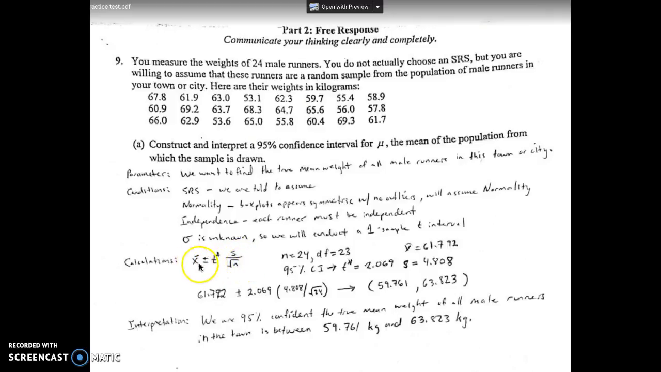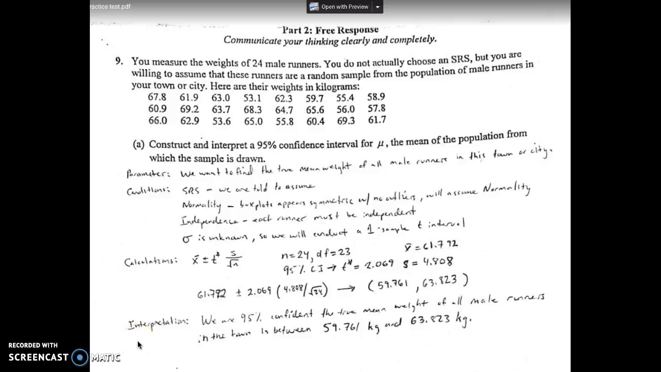n. x bar and S are found from doing one variable statistics on your calculator after you've put all the data in. I found those numbers to be 61.792 for the average and 4.808 for S, the sample standard deviation. We are looking at 24 people, which means we have 23 degrees of freedom. Looking at my table for 95% confidence, my t star value is 2.069. Then I'm just plugging the numbers into this formula, and that gives me an interval of 59.761 to 63.823.